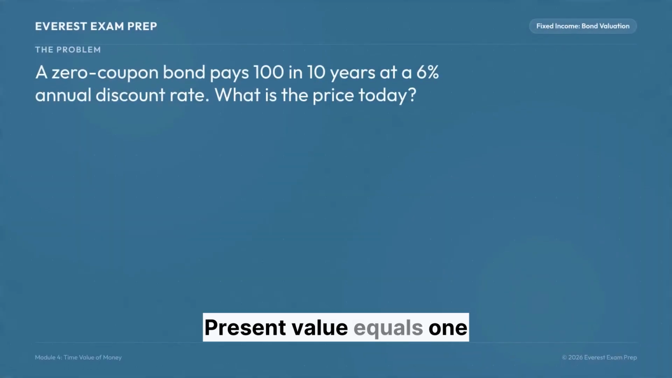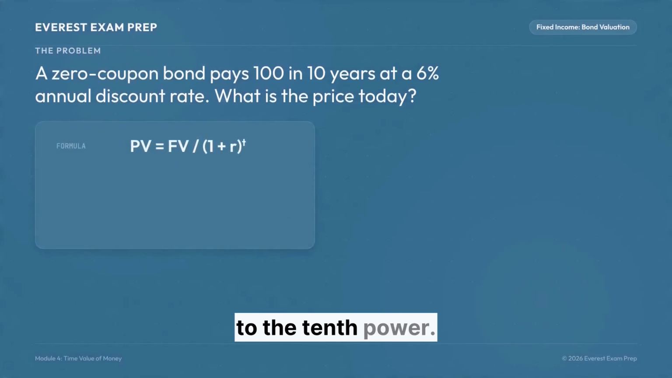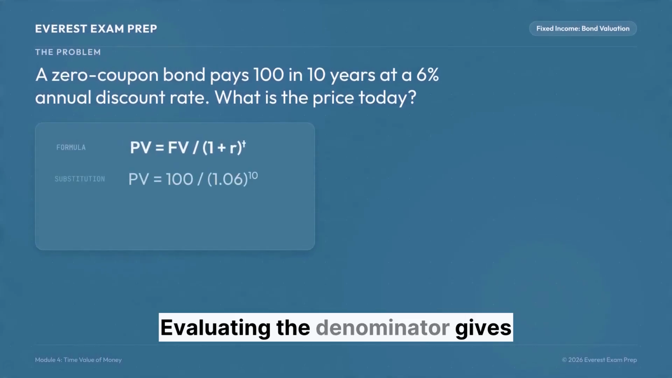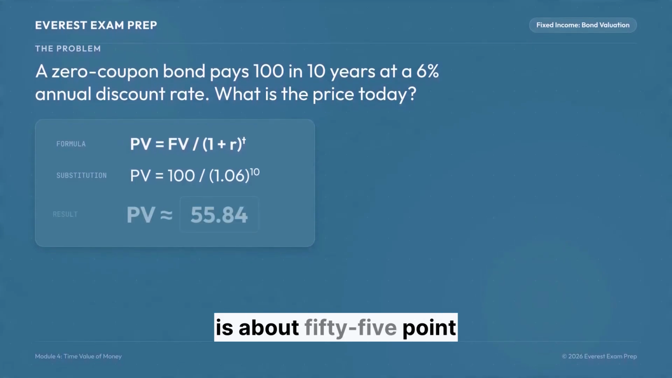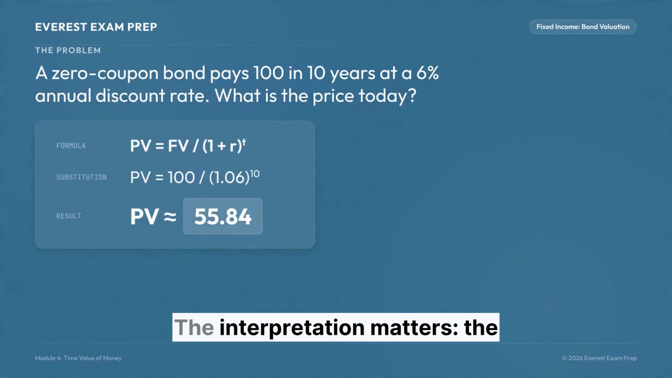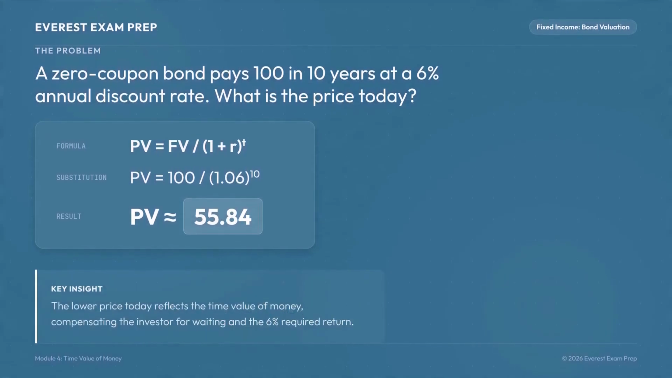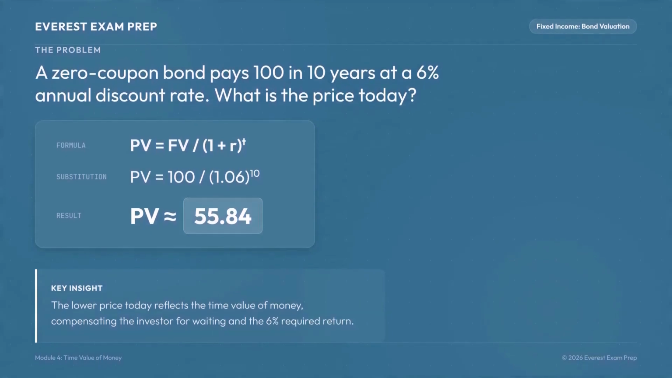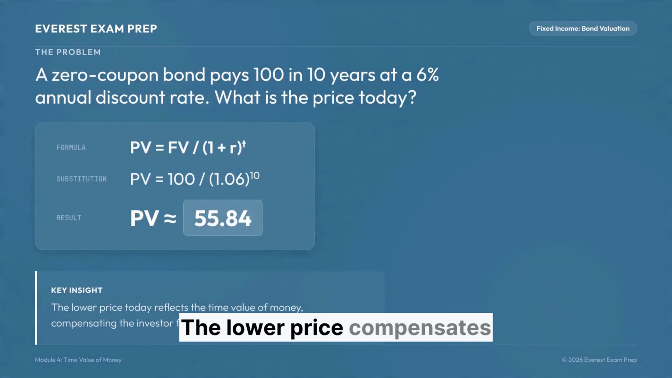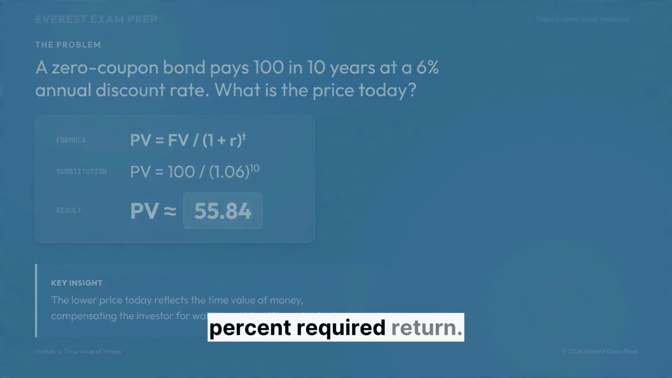Present value equals 100 divided by 1.06 raised to the 10th power. Evaluating the denominator gives approximately 1.79, so the price is about 55.84. The interpretation matters. The investor pays roughly 55.84 today to receive 100 in 10 years. The lower price compensates the investor for waiting and reflects the 6% required return.